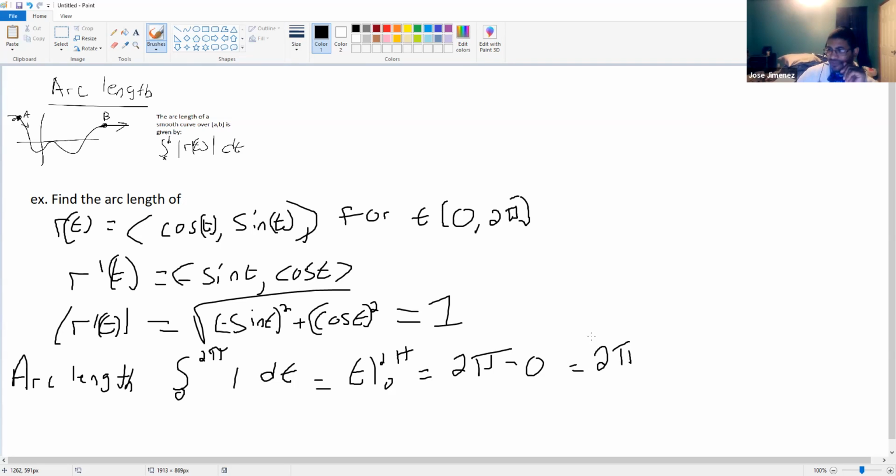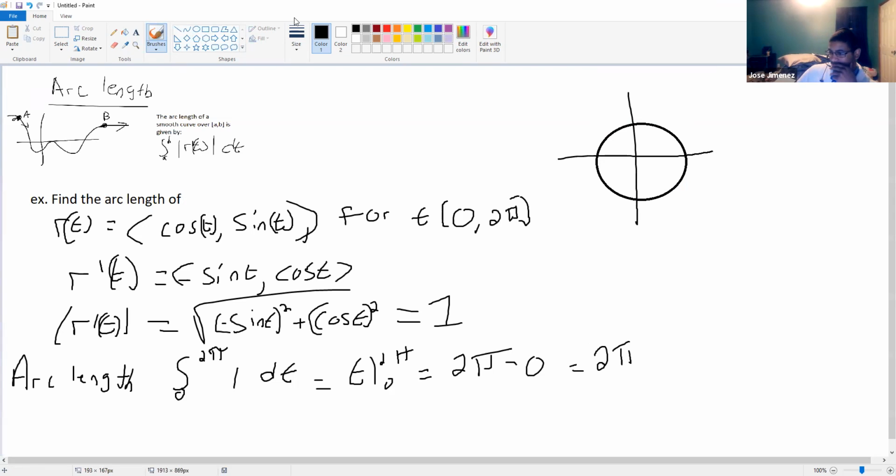Now let's just think about this function. Well, if you think about this function, cosine of t and sine of t, we've seen this before. Cosine of t and sine of t, that is just a circle, right? Right, it's just a circle.